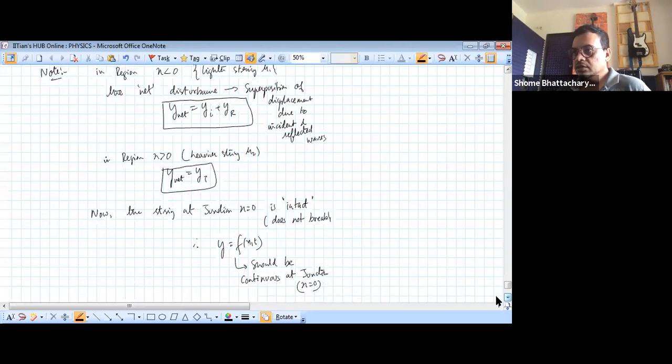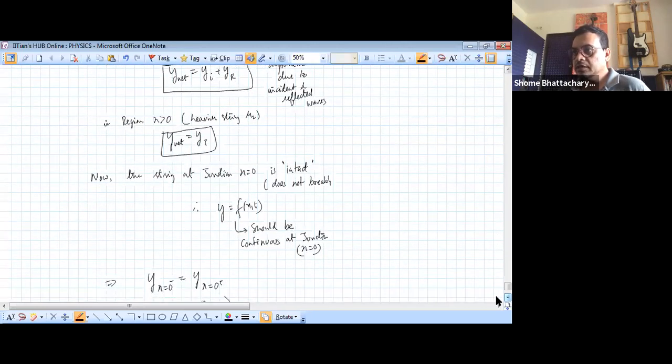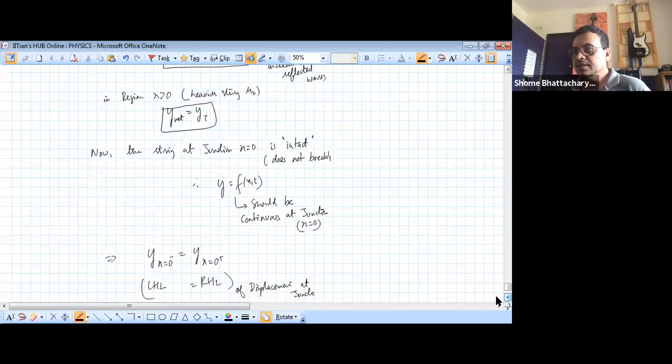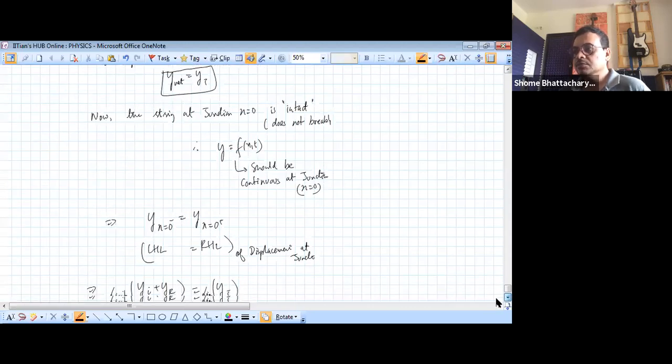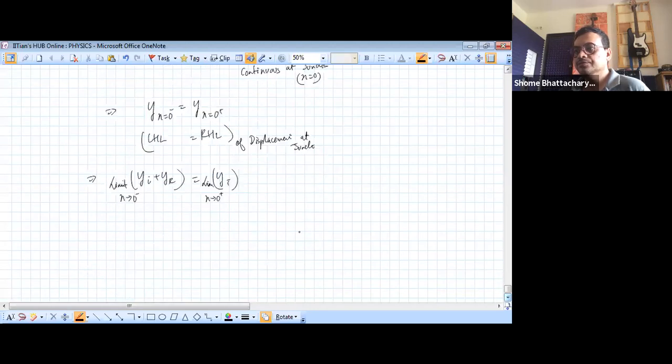Okay, so because the string is continuous at that point, it doesn't have a break. So mathematically, at any instant, if we draw the snapshot picture, at any instant of time t, the displacement on the left hand limit should be equal to the displacement on the right hand limit. Okay. So basically substitute this.